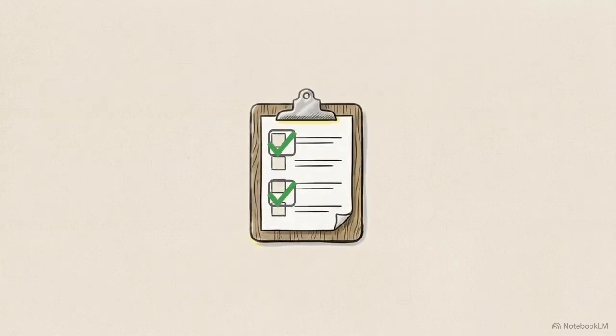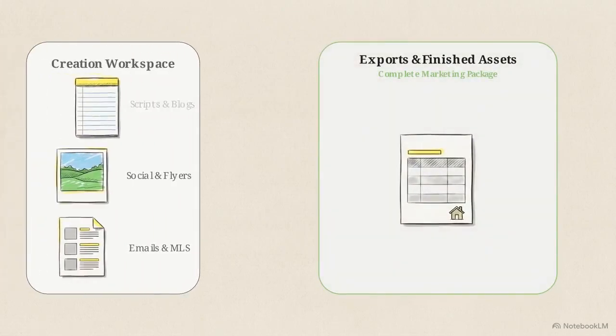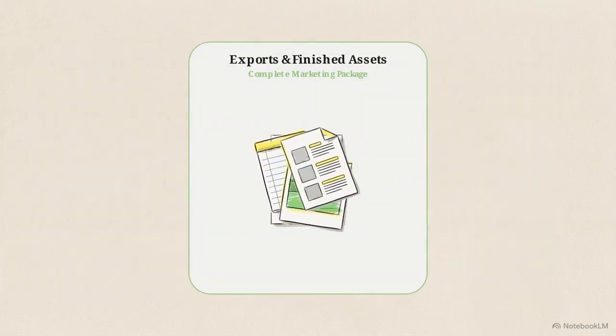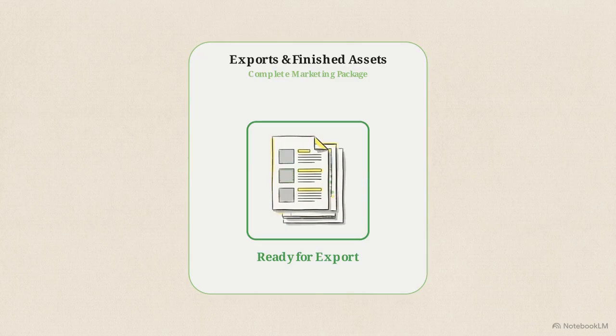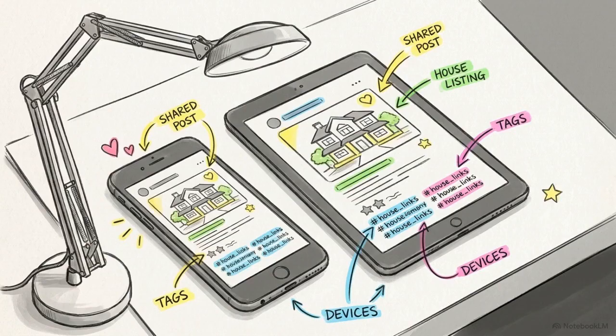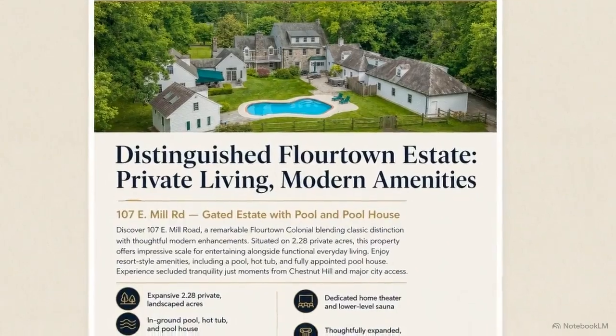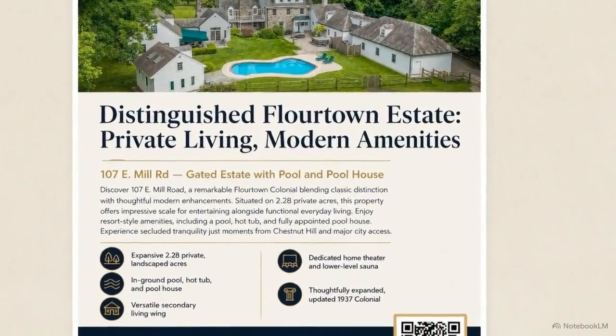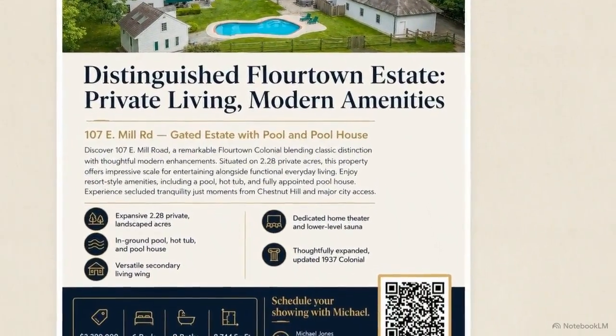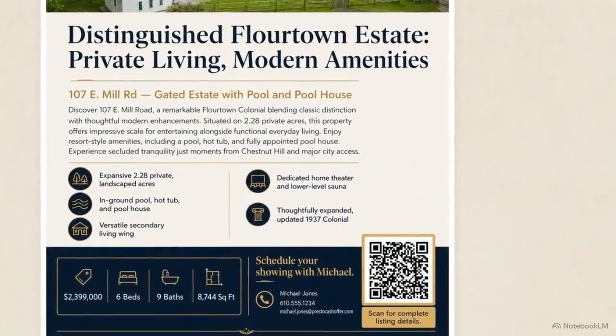With the campaign built, you navigate to the Exports and Finished Assets menu to package your finalized content. The exported social pack bundles your images, captions, and tags, making the files completely ready for cross-platform distribution. This printed flyer is the physical culmination of that digital workflow, complete with a scannable QR code linking directly to the listing details. That is the workflow.